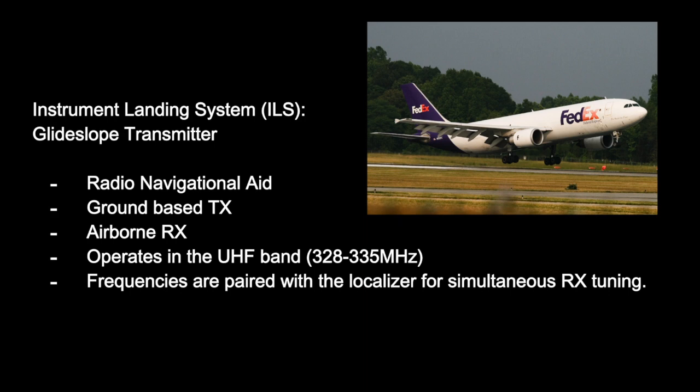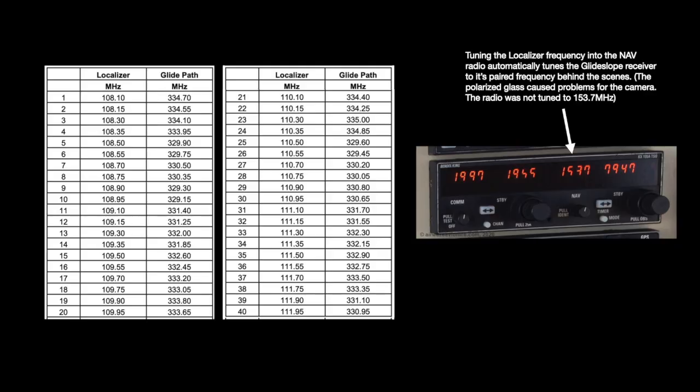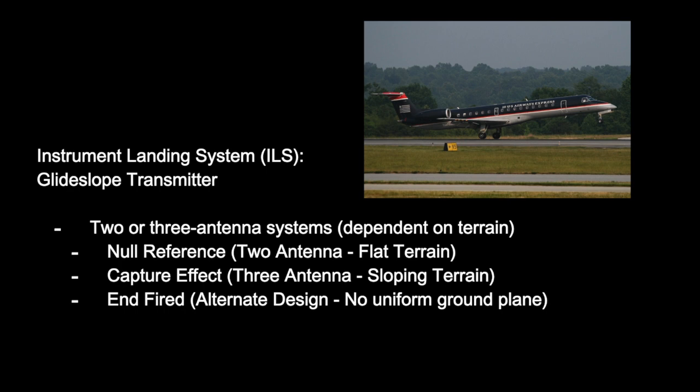The transmitter is located on the airport property and operates in the UHF band between 328 and 335 MHz. The airborne receiver works in conjunction with the ILS localizer receiver. Frequencies are assigned in pairs so that when the aircraft tunes to the ILS localizer frequency, the associated glideslope frequency is automatically tuned. The transmitter antennas are located on a mast adjacent to the runway.